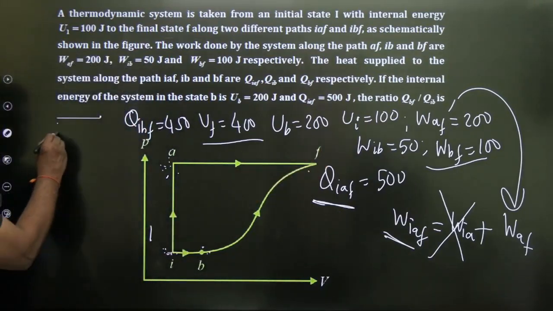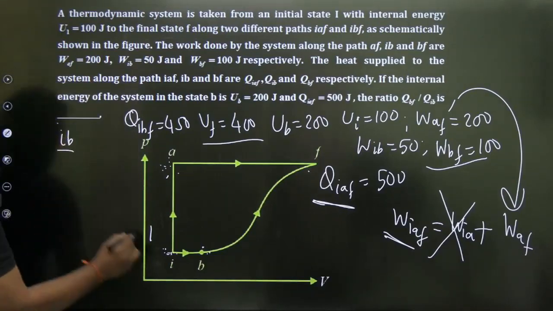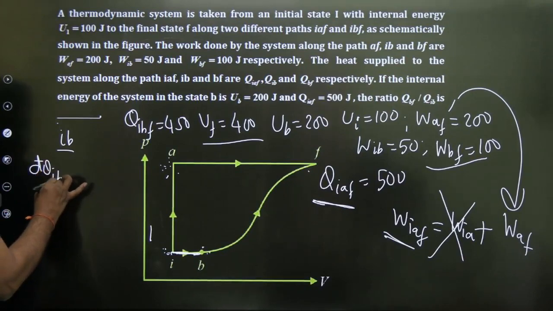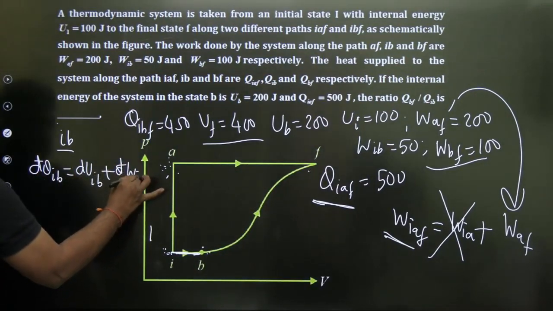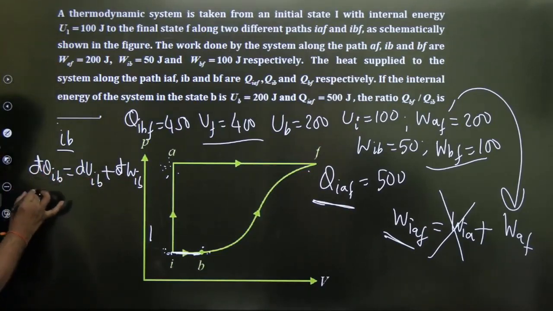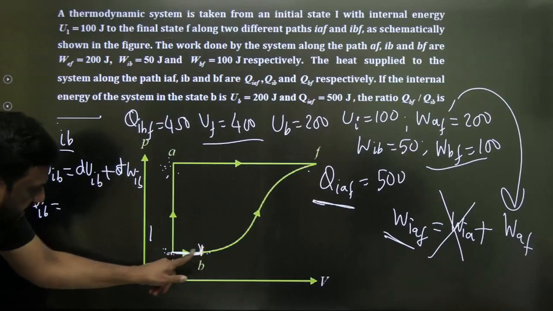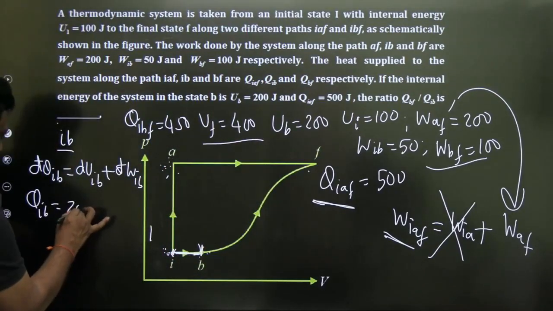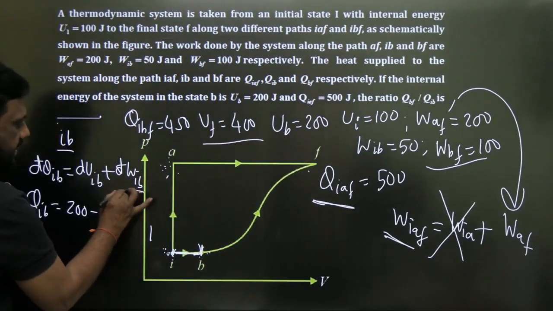So let me apply the first law of thermodynamics for IB. So d'Q is equal to dU plus d'W. It is for IB. So what is the heat transfer for IB? I don't know. What is dU for IB? I to B, it is final minus initial. UB minus UI. UB is 200 minus UI, UI is 100, plus work in IB.